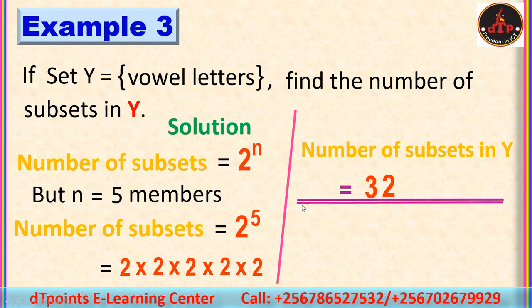You see how the work is smart. Are we together? Yes, I believe everybody has followed this, the way of finding the number of subsets in Y. And I believe you have seen where we got the 5 members. I said it is these vowel letters here, the ones we call A, E, I, O, U. You learned them in lower primary.